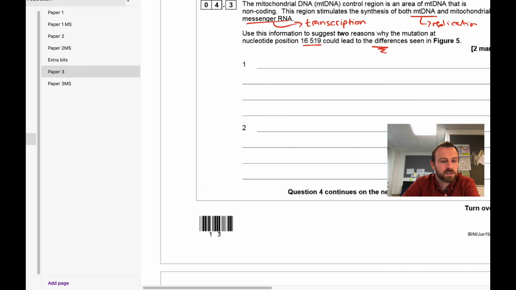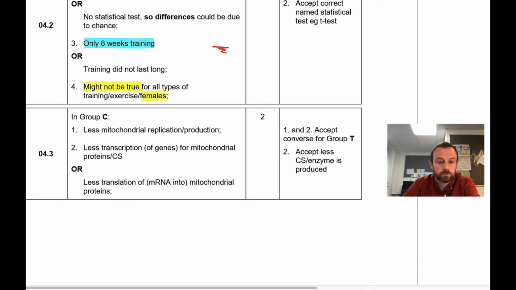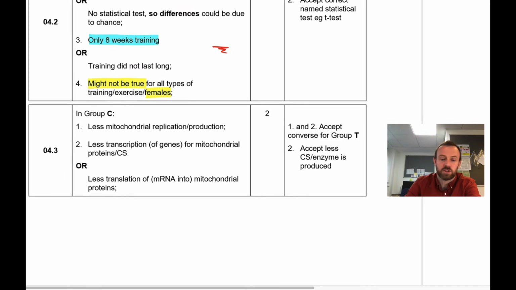That's about it, I think. Let's see what the mark scheme says. Okay. So yes, it is about those 2 different things that guided us towards less transcription or more transcription of the mitochondrial genes, and therefore less translation. It's the same mark point. Mark point 1: less mitochondrial replication or production.